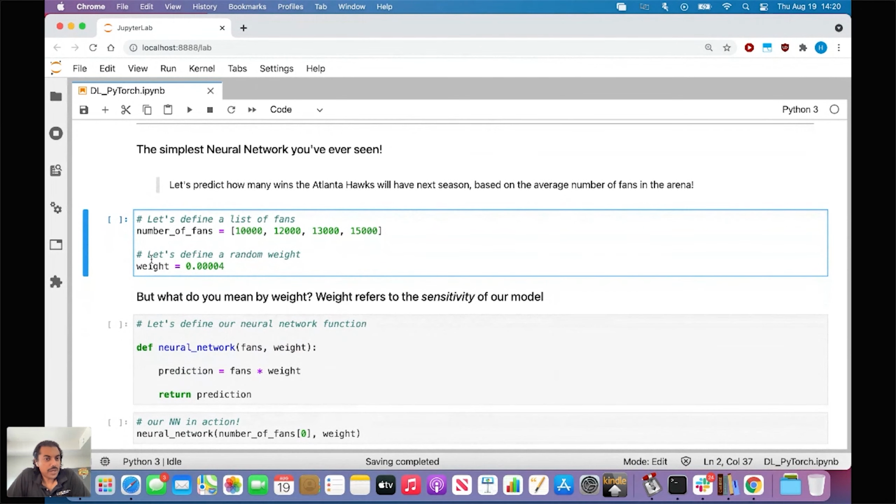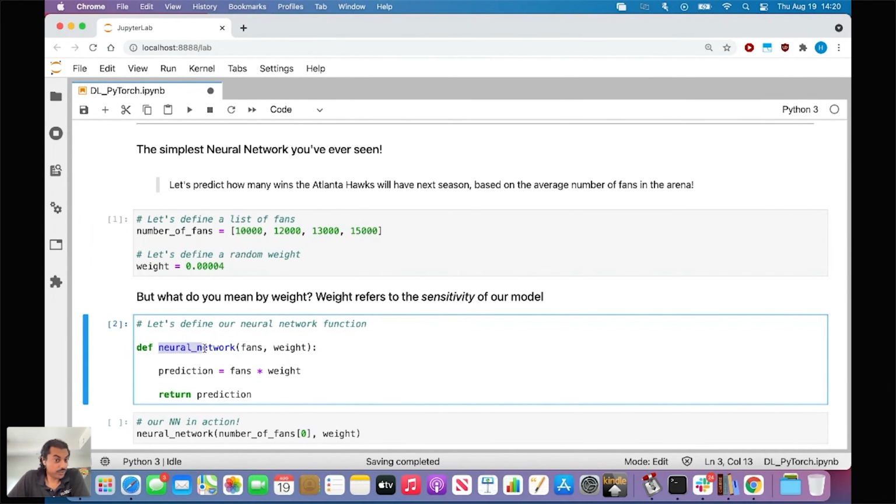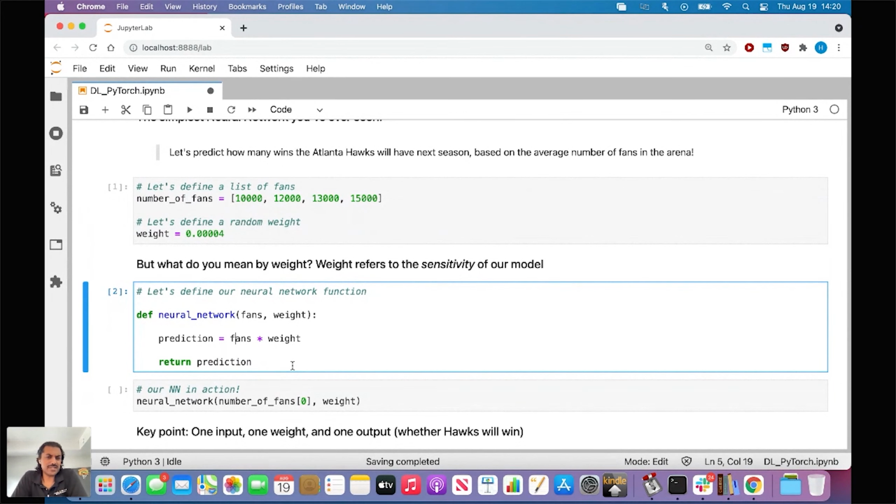So what do I mean by weight? Weight in this instance refers to the sensitivity of our model. Let's run this, and I think maybe we'll have a clear understanding of what I mean here. Here I'm just defining a simple function. Here's my neural network. It takes in some fans, a number, right? And it takes in a weight. And the prediction is based on the fans multiplied by the weight. Okay, so let's see this in action.